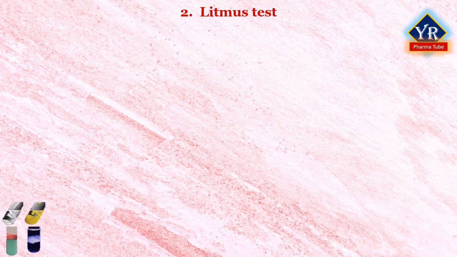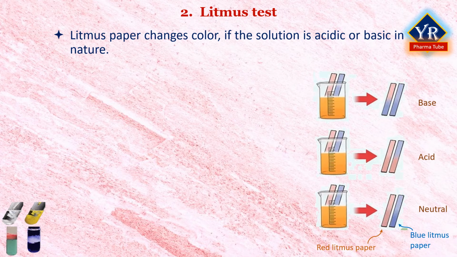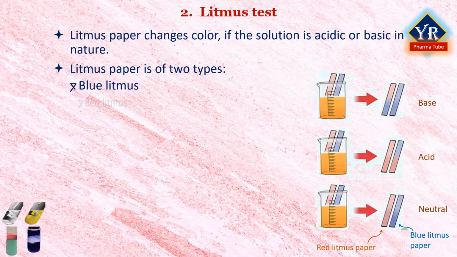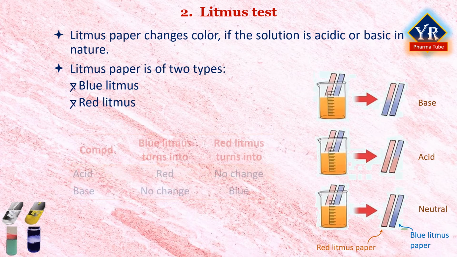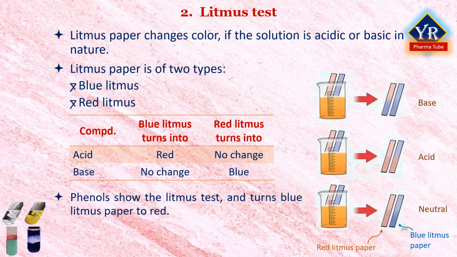Number 2. Litmus test. Litmus paper changes color if the solution is acidic or basic in nature. Litmus paper is of two types, blue litmus and red litmus. Acidic solutions turn blue litmus paper into red and basic solutions turn red litmus paper into blue. Phenols show the litmus test and turn blue litmus paper to red. This indicates that phenol is acidic in nature.